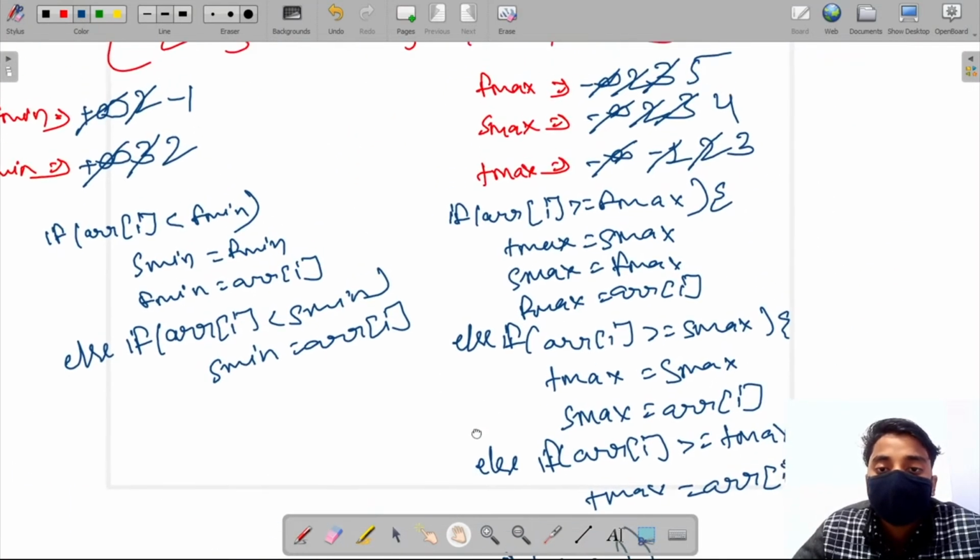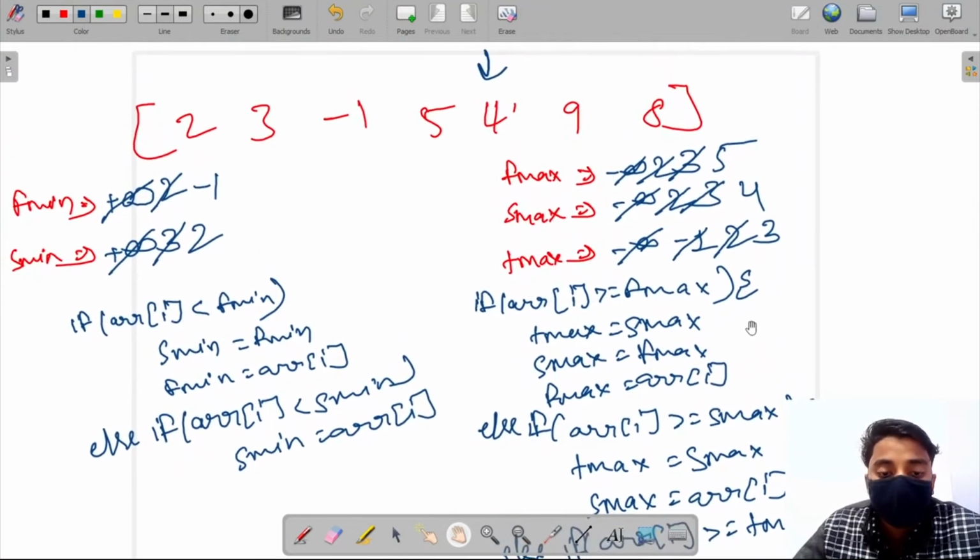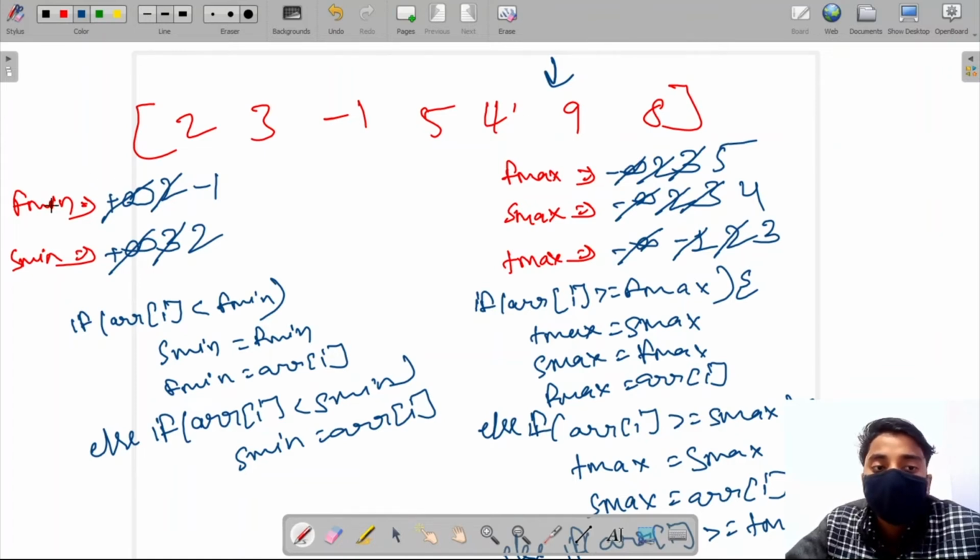Now 4 is done. Now we are at 9. 9 is not smaller than first min, 9 is not smaller than second min, so this condition will be false. Now 9 is greater than first max, so we need to update the third max by the second max first. So 3 will be updated by 4 as the third max, and the second max will be the first max. So instead of 4, this will be 5 now, and now the first max is 9.